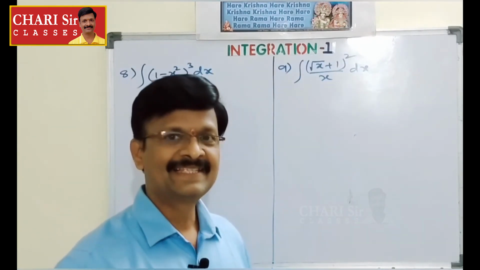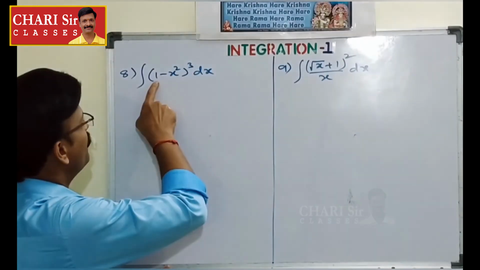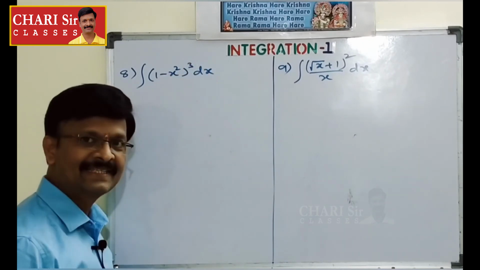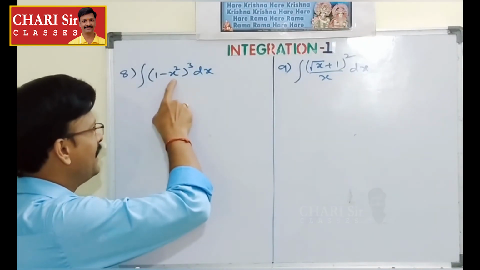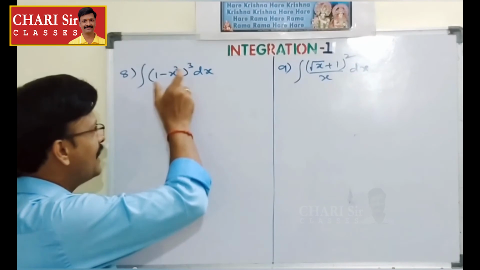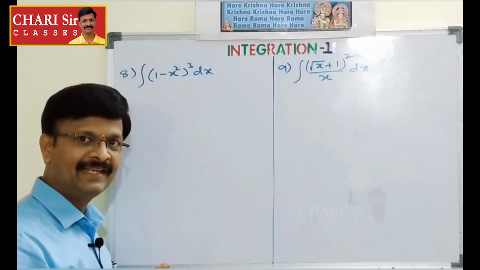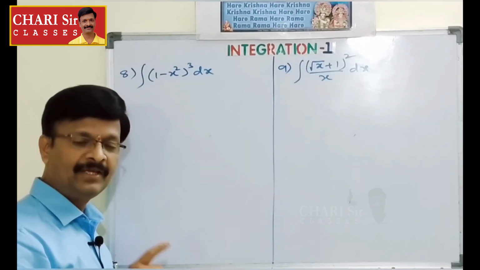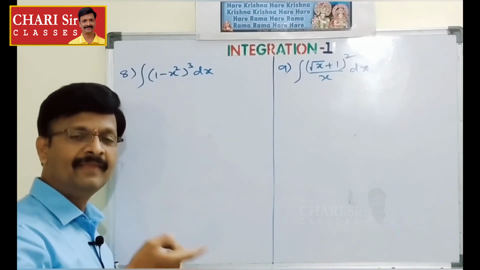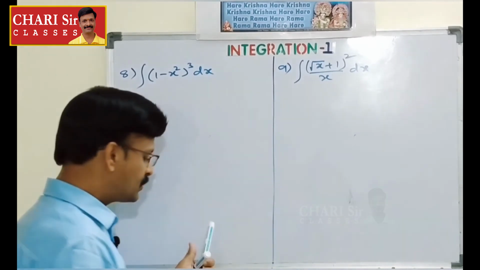Question number 8, it is given that integration of (1 minus x square) whole cube dx. So here (1 minus x square) whole cube is given. This directly we cannot apply the integration. First we need to expand by using the a minus b whole cube formula. Then we need to apply the integration. So we do that one.